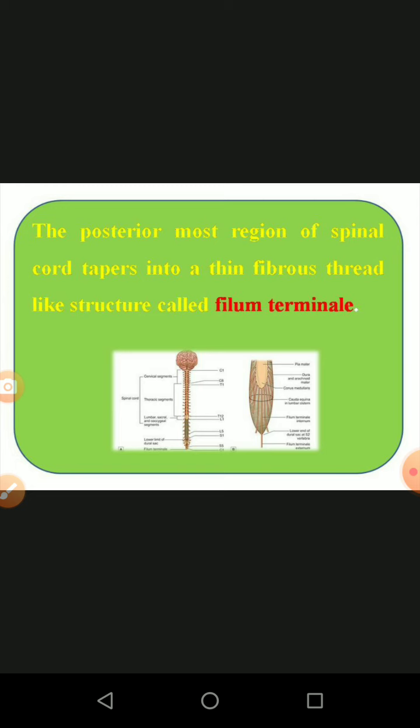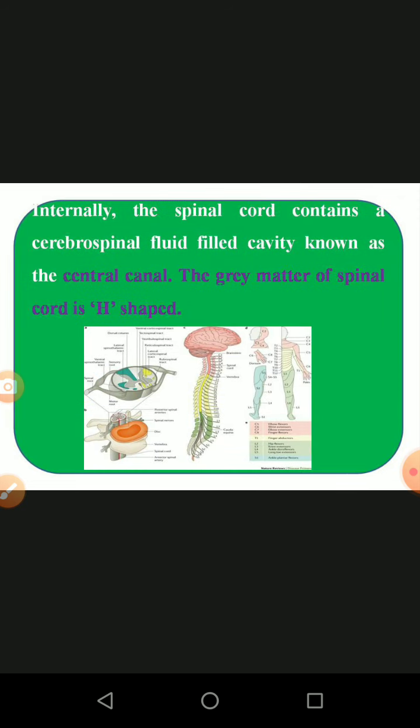The tail is available in other animals, except the chimpanzee; human beings also don't have any kind of tail. The end of this region of the spinal cord is called the filum terminale. Next, internally the spinal cord contains cerebrospinal fluid. The cavity is known as the central canal.